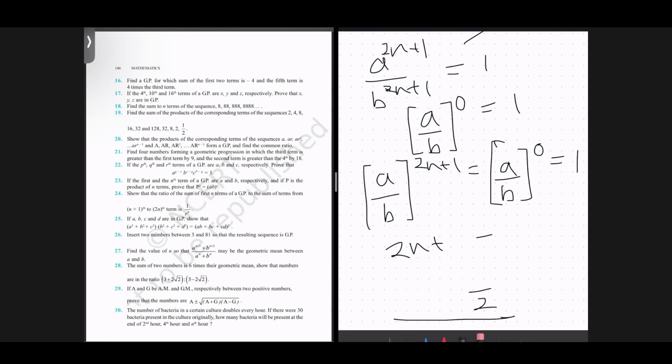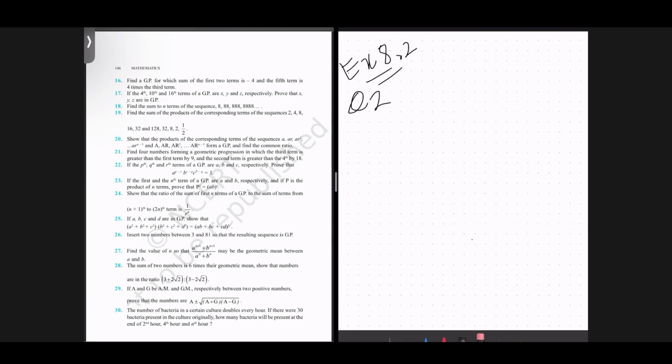Moving on. Now we are going to be solving question number 28. In question number 28, we have been told that the sum of two numbers is 6 times the geometric mean. Show that the numbers are in the ratio 3 plus 2 root 2 to 3 minus 2 root 2. So let us suppose that these numbers are a and b.